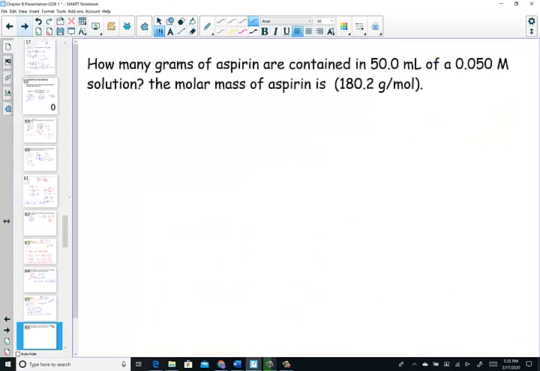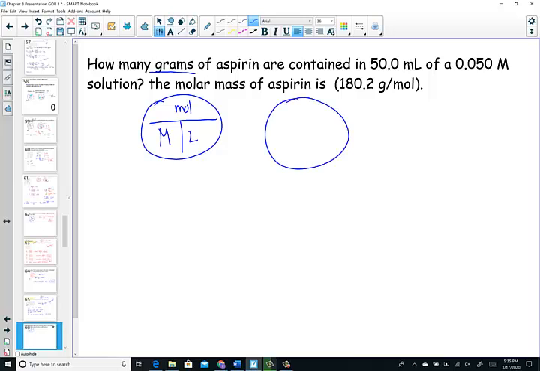Now, let's bring this back together with both round little buddies in this sample problem. Let's give it a read through. How many grams, this is what I want to know, of aspirin are contained in 50 mils of a 0.05 molar solution? Here's what we know. The definition of molarity is moles per liter, big M, molarity, the concentration unit. We also know the definition of a mole is grams over molar mass. It's our old mole map problem.